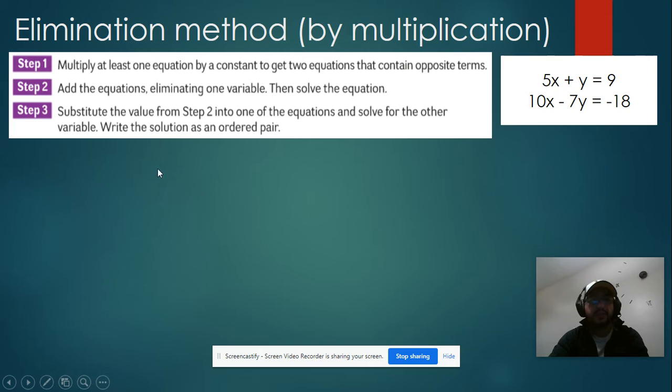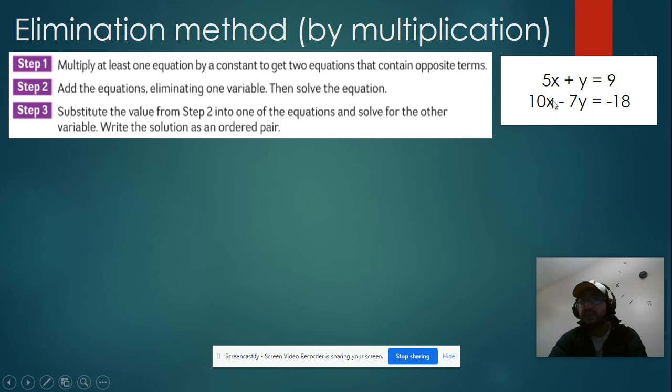That will be my first part of the solution, and then substitute that into any of the other two equations, and we're gonna find the second part of the solution, and then write the solution as an ordered pair. Let's see this example. 5x plus y equals 9, 10x minus 7y equals negative 18.